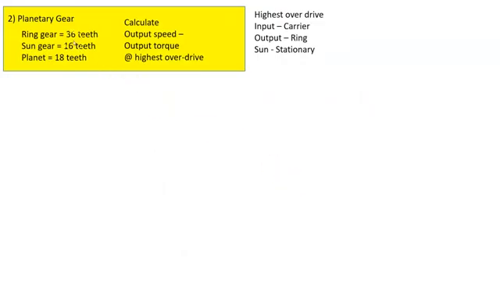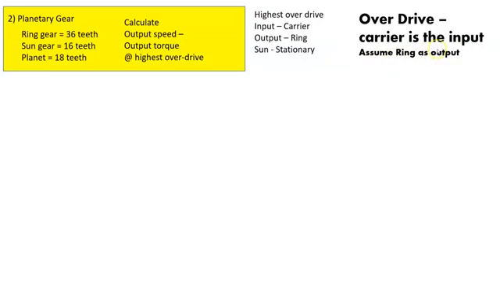We've got a ring gear of 36 teeth and a sun gear with 16 teeth, and we're being asked to calculate the output speed and the output torque at the highest overdrive. Again, remember that the carrier is the input in both conditions. We've got the output as the ring and the sun is stationary. So that's going to be one scenario, just assuming that the ring is an output.